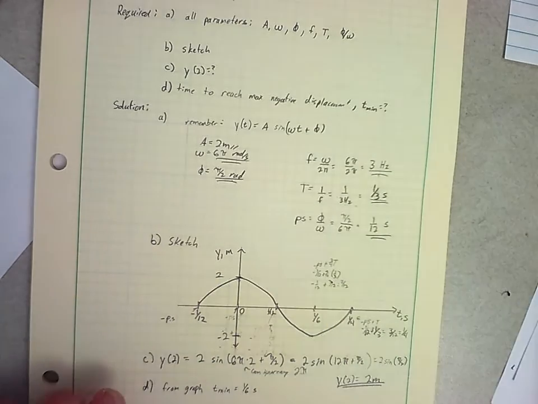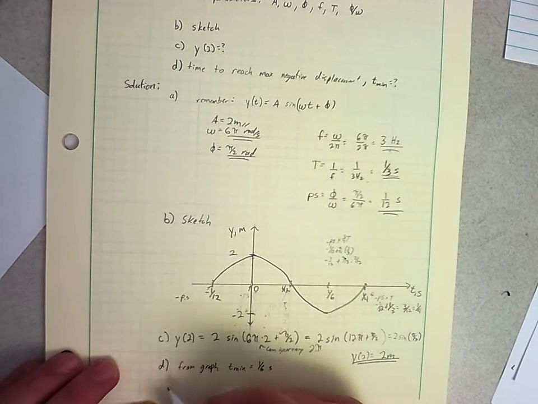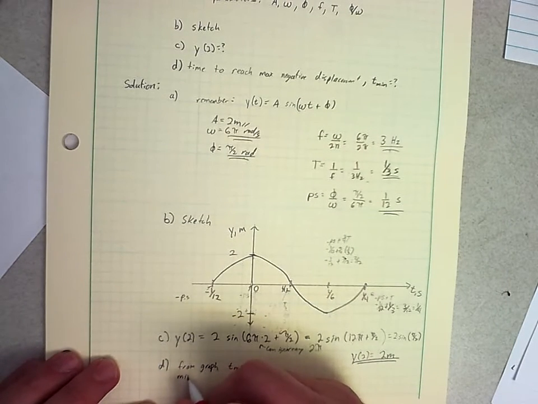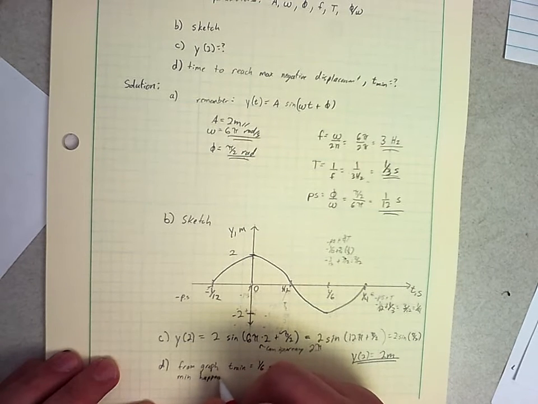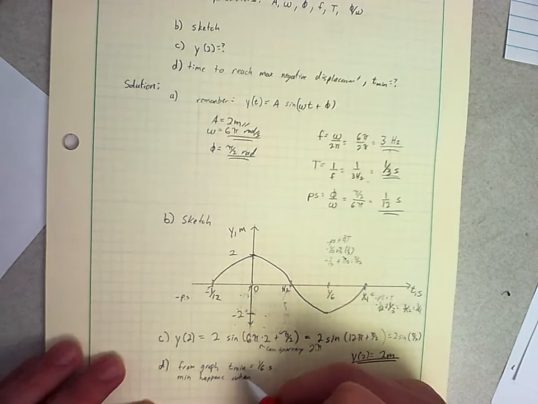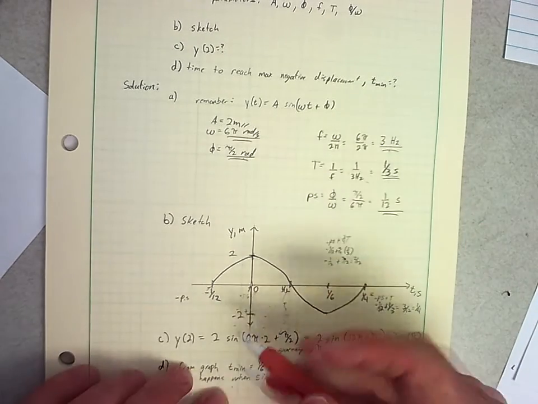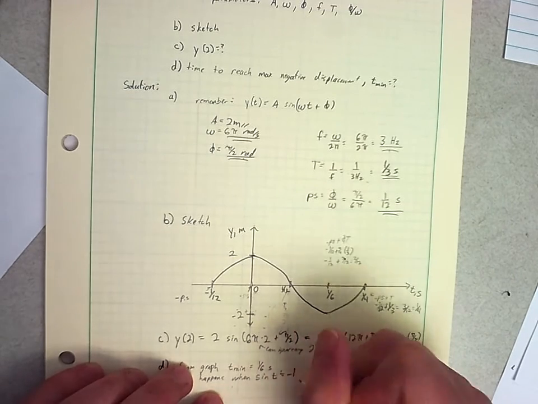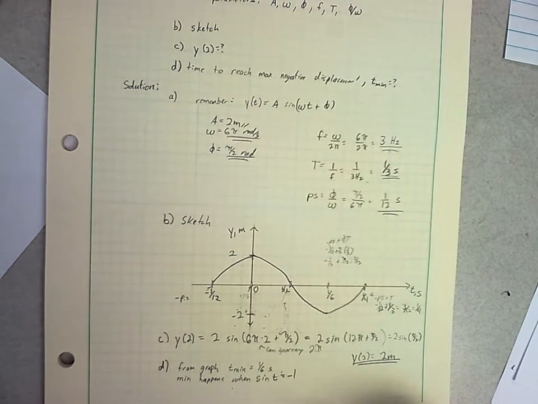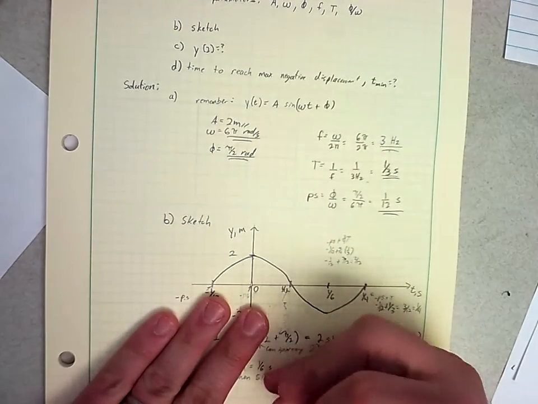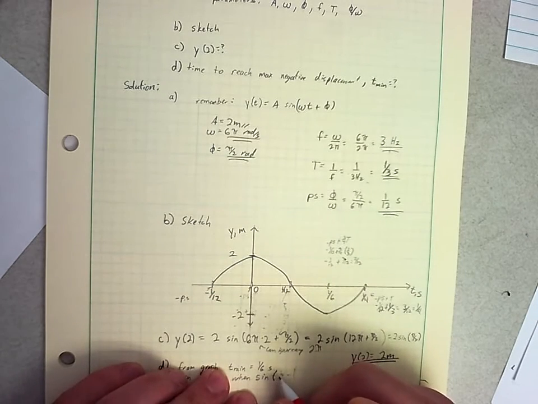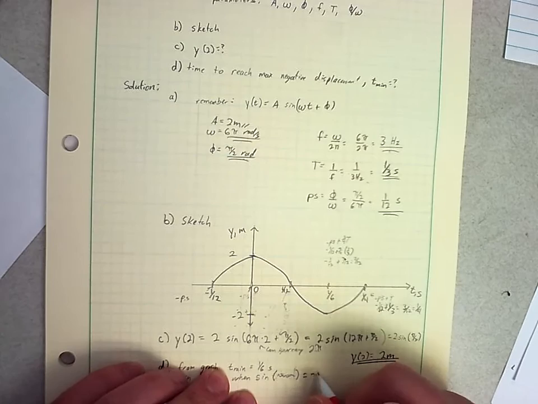But if I didn't graph it, how would I know that? So what I can do is basically what I'm trying to find. The min happens when sine equals negative 1. Well, I shouldn't say sine of t. When sine of whatever the stuff is equals negative 1.